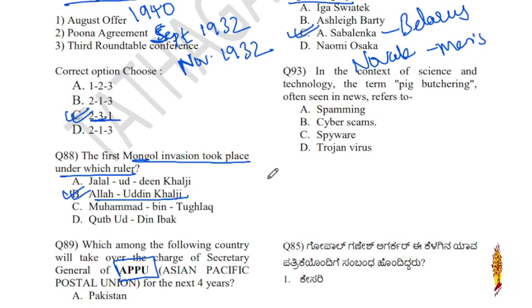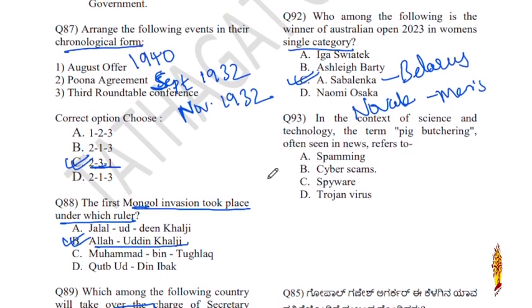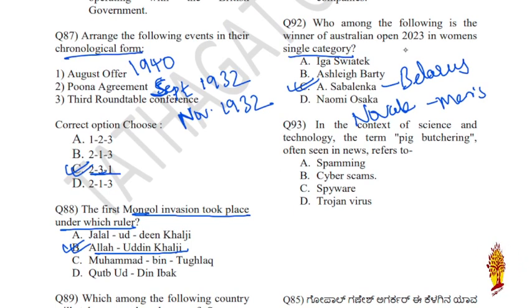In the context of science and technology, the term pig butchering seen in the news refers to cyber scam. Pig butchering is a type of crypto scam that uses catfishing to gain victims' trust and then convince them to join the financial investment scheme. Okay, like Ponzi scheme. This scam recently erupted in China.